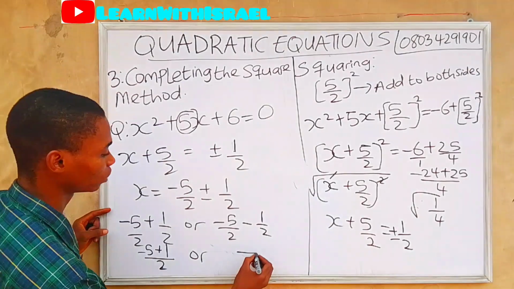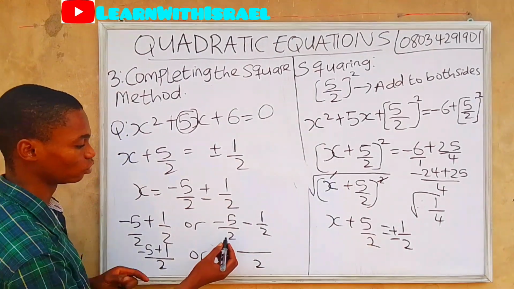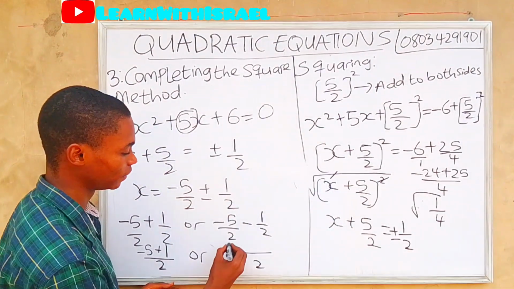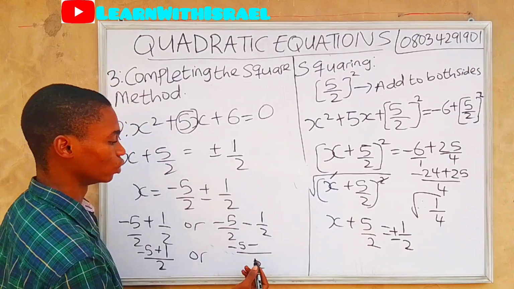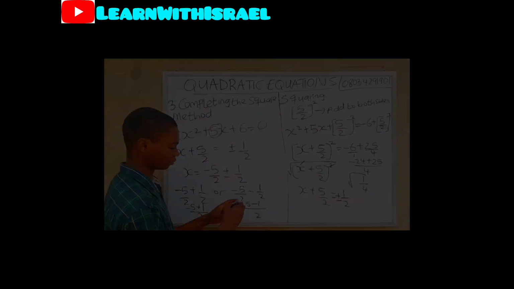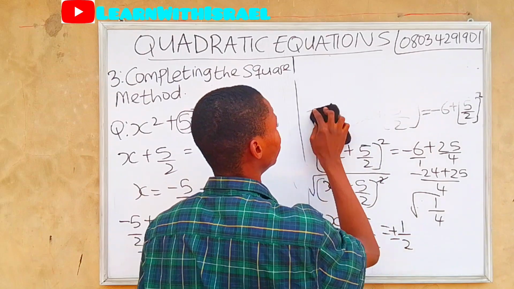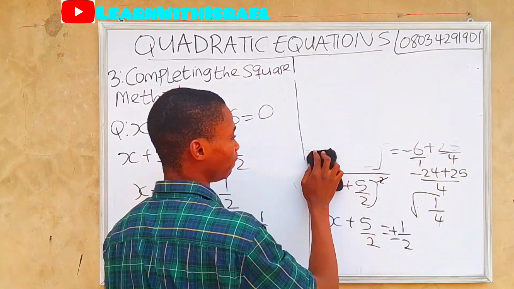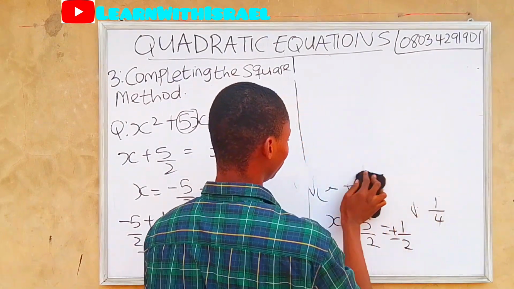Or, let's square root this part. 2 divided by 2 is 1. 1 multiplied by minus 5 is minus 5. Minus 2 divided by 2 is 1. 1 multiplied by 1 is 1. I hope you are jotting it down. And if you don't understand any part of it, you can rewatch the video.